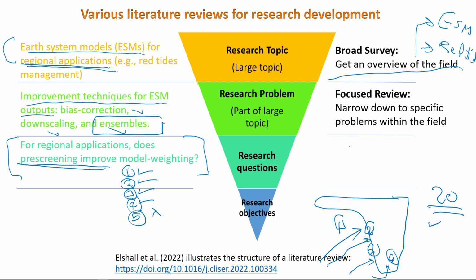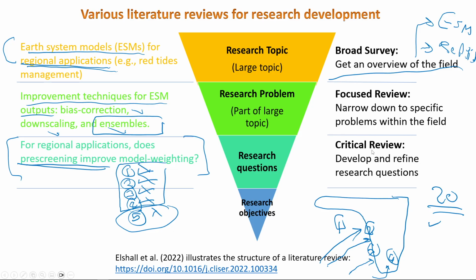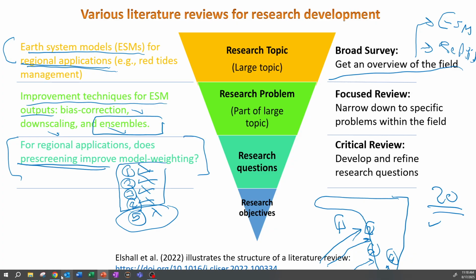And that would be the heart of our literature review, because here I will discuss what ensemble methods are being used. I will say there is this ensemble method, and this one, and this one, but these ensemble criteria do not capture the whole picture. We need a new criterion, which is the pre-screening one. That would be the critical review, the main heart of our literature review, where we develop and refine our research question. And that's what we did here.